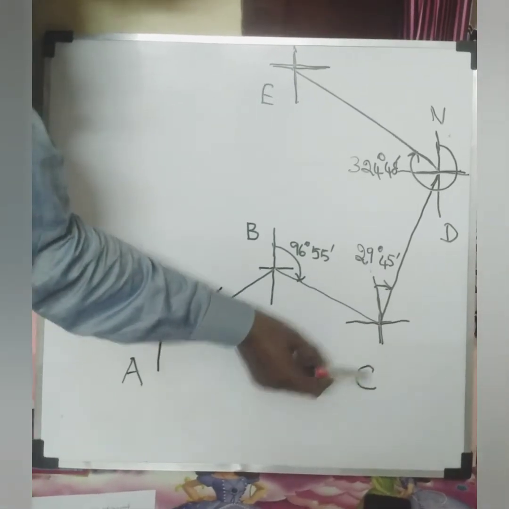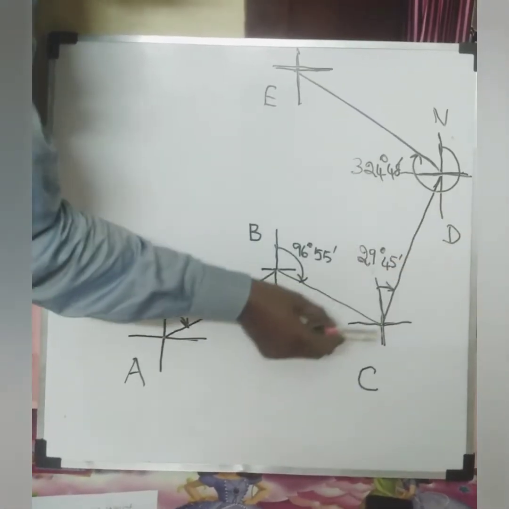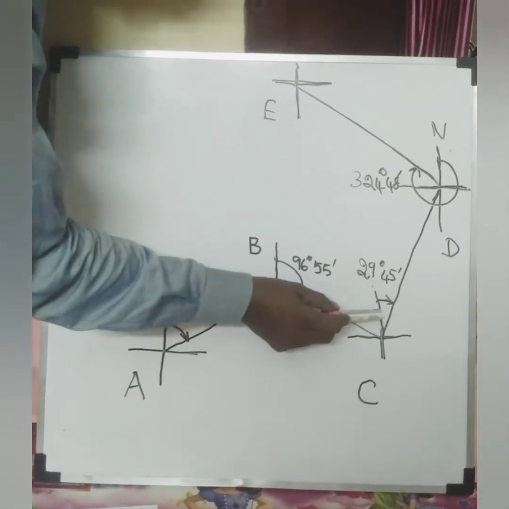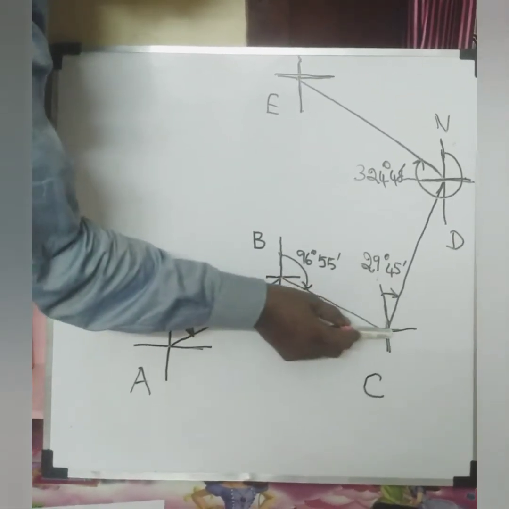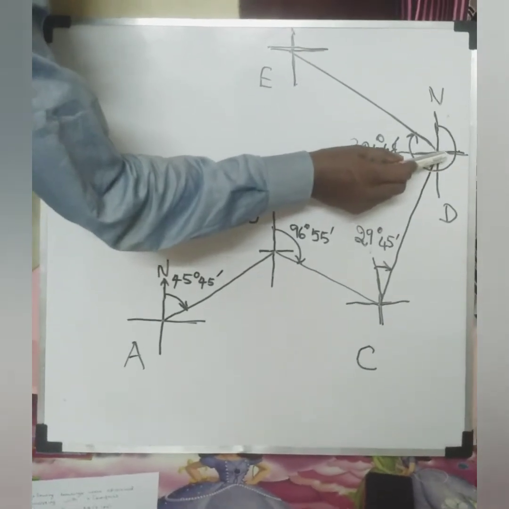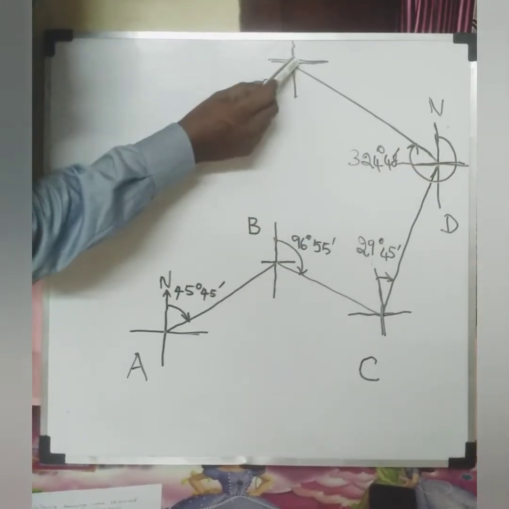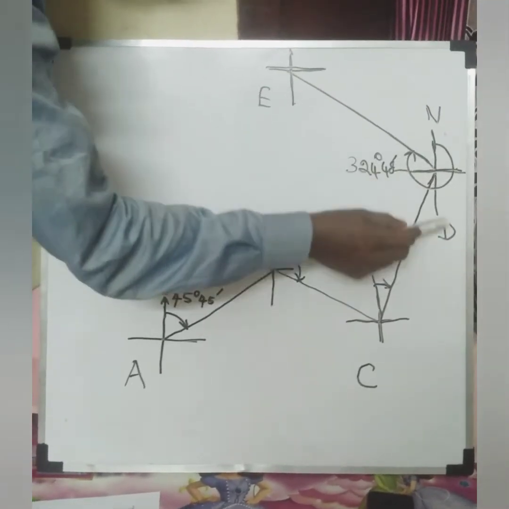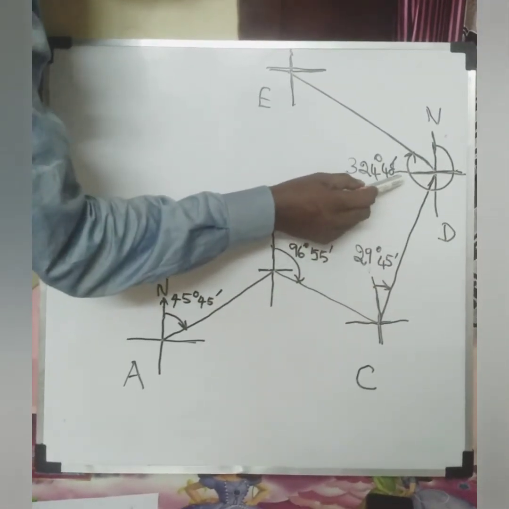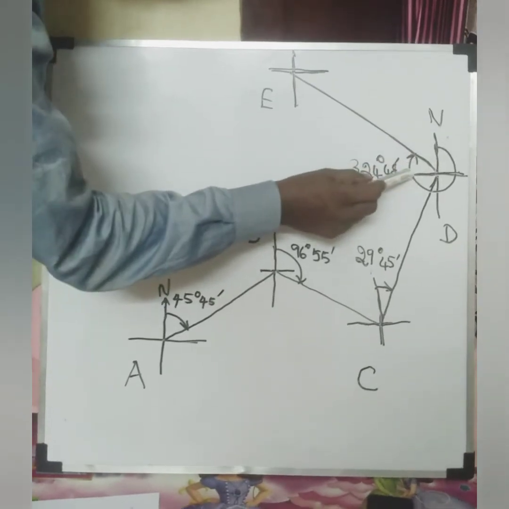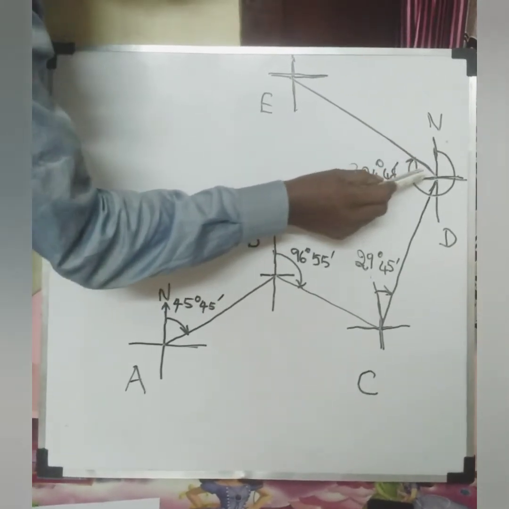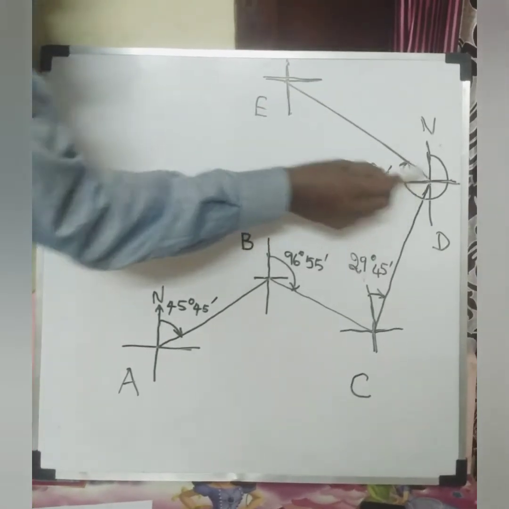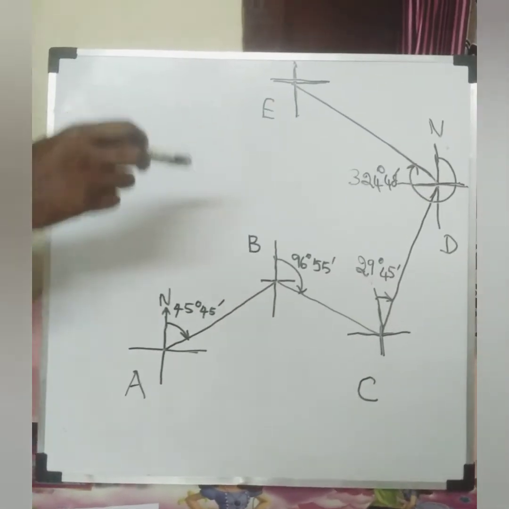Next, from C, the forebearing of line CD is 29 degree, which lies in the first quadrant between 0 to 90 degree. I can draw the line towards D. From D, the station E, the observed forebearing of DE is 324 degree 48 minutes. 324 degree is between 270 to 360 degree. I can draw the line in the fourth quadrant. It is the given traverse.